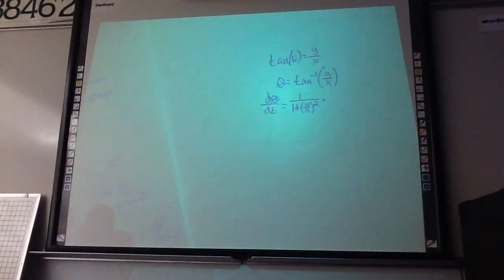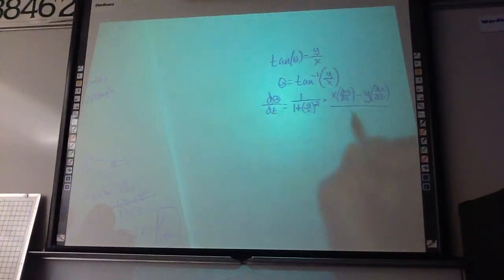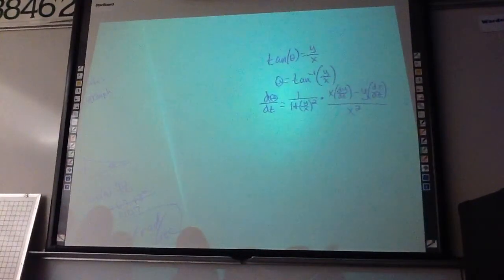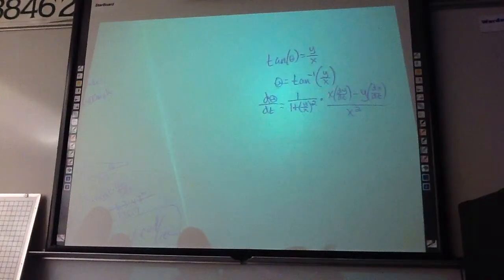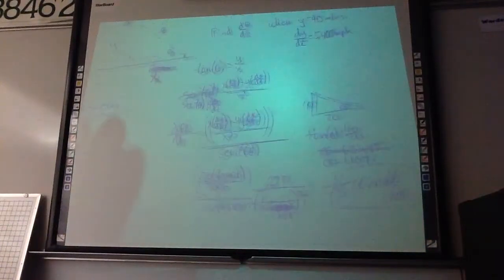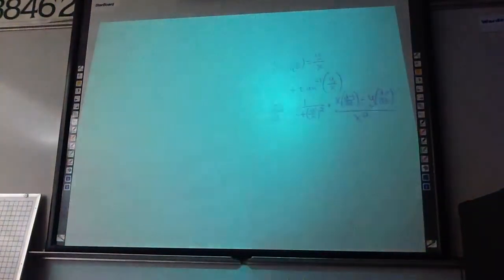It's a quotient rule: x dy/dt minus y dx/dt, over x squared. But then, once I got that, easy money. I already know x and y, I know dy/dt, I know all that stuff, so it's just plugging in stuff, and that looks easier than that by a lot, actually, yeah.